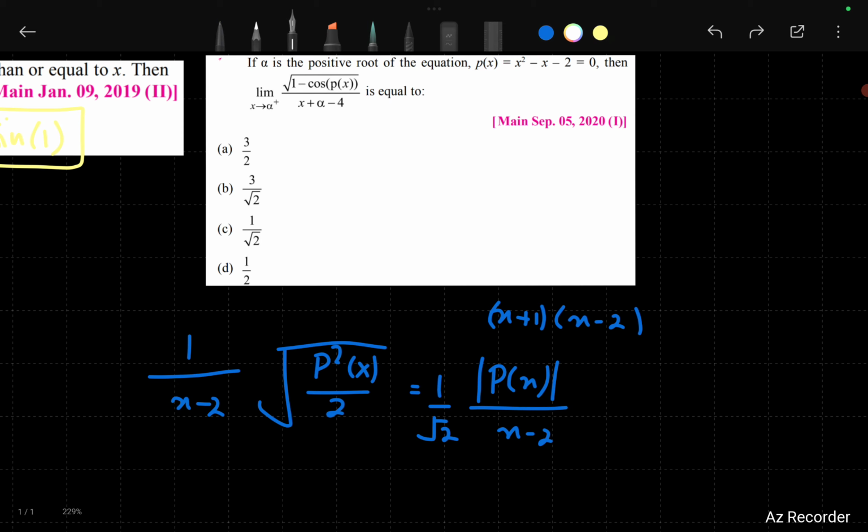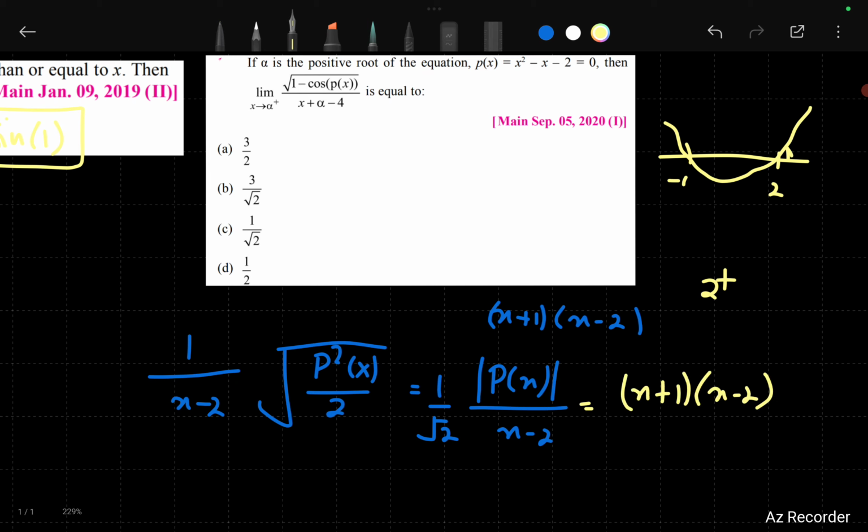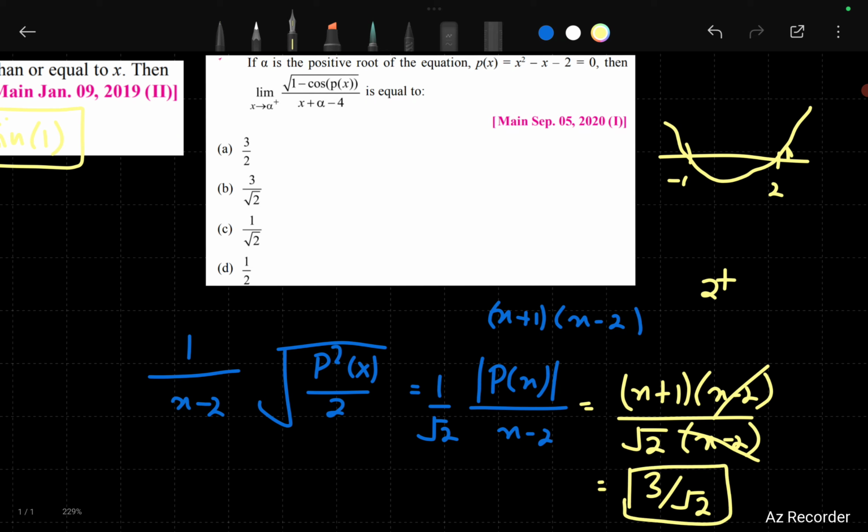We are given x is tending to, clearly see this, 2 plus. If we imagine the graph, in the JEE examination it is quite easy to imagine. One root is minus 1, another root is 2. So for 2 plus, this will be positive, so mod of p of x will open as it is. So we get x plus 1 into x minus 2 divided by root 2 into x minus 2. Cancel these terms, and as x is tending to 2 plus, the answer will be 3 by root 2, and 3 by root 2 is the correct answer here.